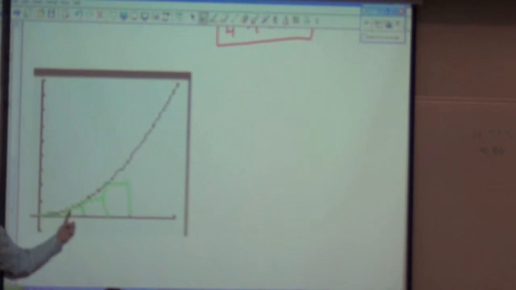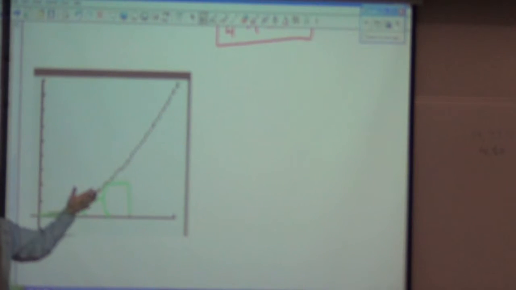If I draw the rectangles here, what do we know about this approximation? It's too small, right? Because all the rectangles are under, we're missing some stuff. Then we know for sure the actual area is in between the two.